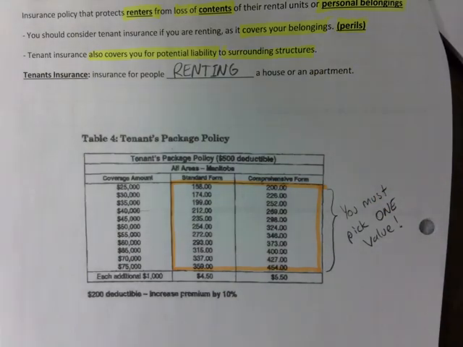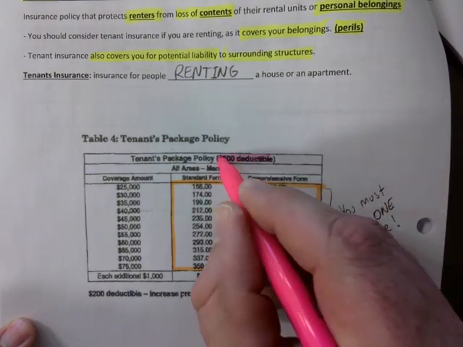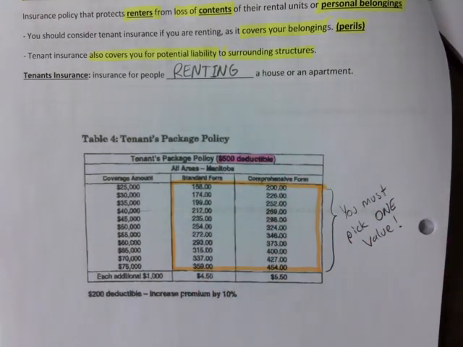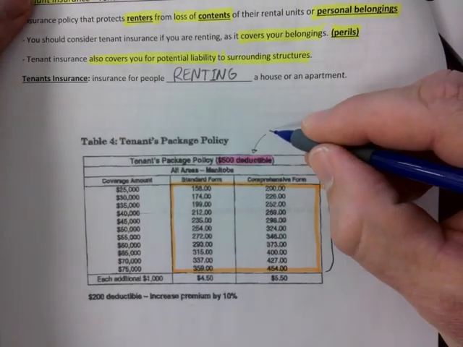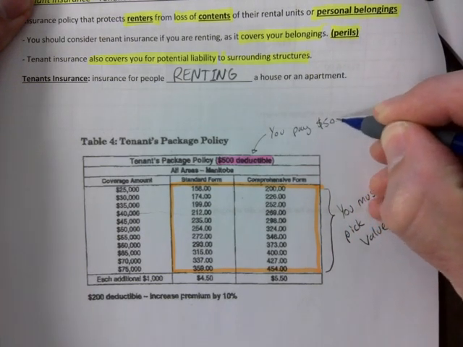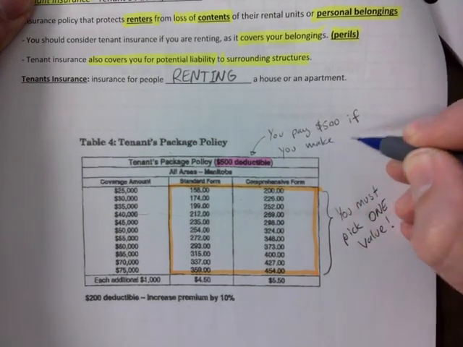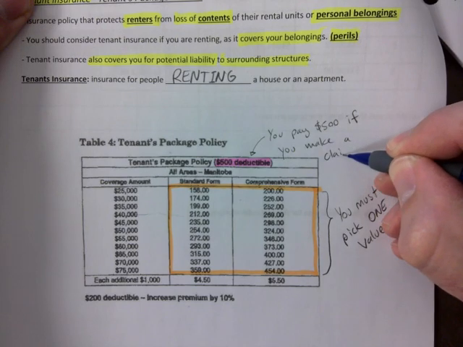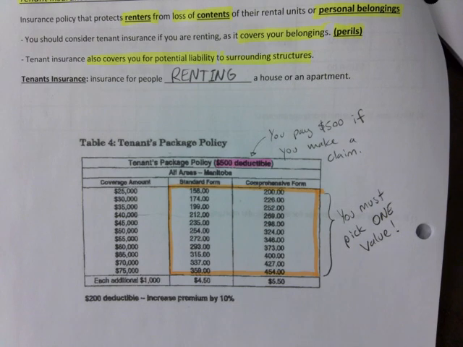I will highlight that part though. Make sure you understand that there's a $500 deductible. I will make a note here: you pay $500 if you make a claim. This is to deter you from making a claim every time something happens. They don't want that. They just want you to make a claim when it's necessary.